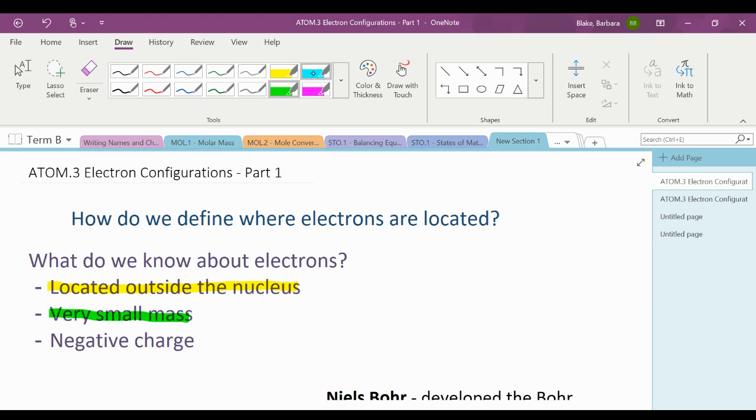And then, probably one of the more important things that we need to remember is that electrons have a negative charge. That's going to play an important role in where electrons are located, because with that negative charge, we know that the nucleus is positive and that there is an attraction between the two of them.